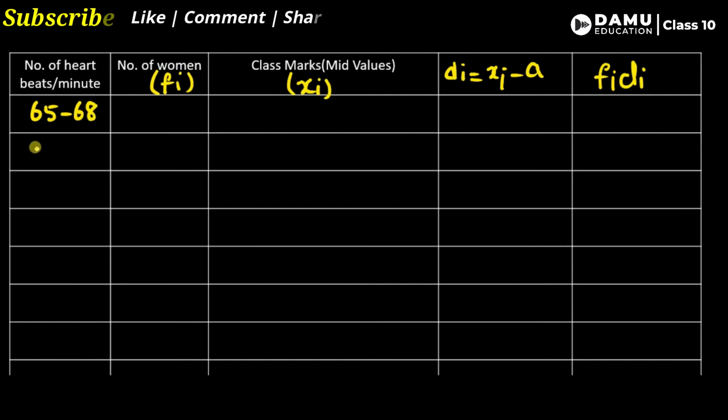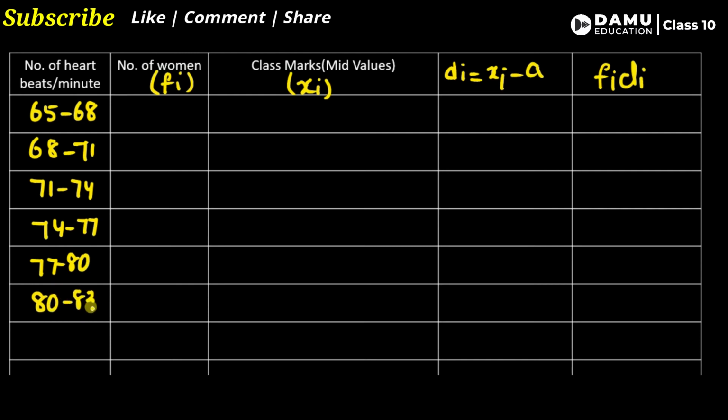These are exclusive class intervals. We are going to exclude the upper limits. 71 to 74, then 74 to 77, then 77 to 80, then 80 to 83, then 83 to 86. So what are the frequencies? 2, 4 women, 3, 8, then 7, then 4, 2.